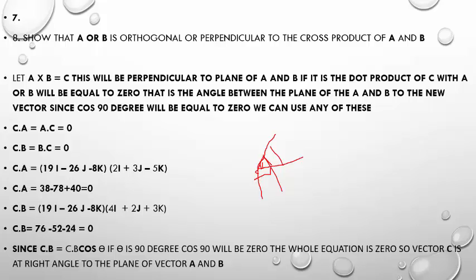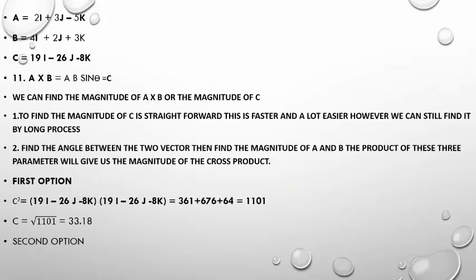So it means that since we have been able to get 0, our vector C is orthogonal or perpendicular or is at 90 degrees to the plane of A and B, or to the cross product of A cross B. So for question 11 now, we want to look at when this is useful.